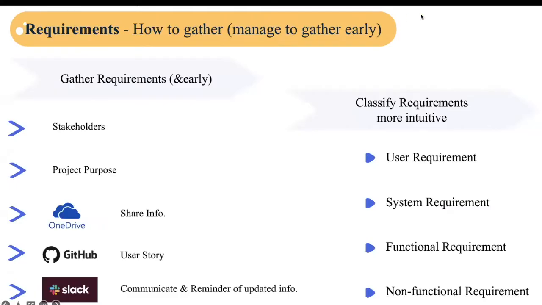For the requirements, we get them like this. First, identify the stakeholders, and according to the project files, define what the purpose of the project is. And based on the shared information on the OneDrive and GitHub, the key requirements are extracted and recorded in the document.